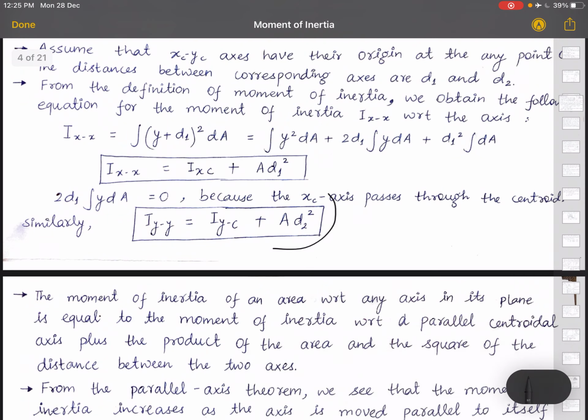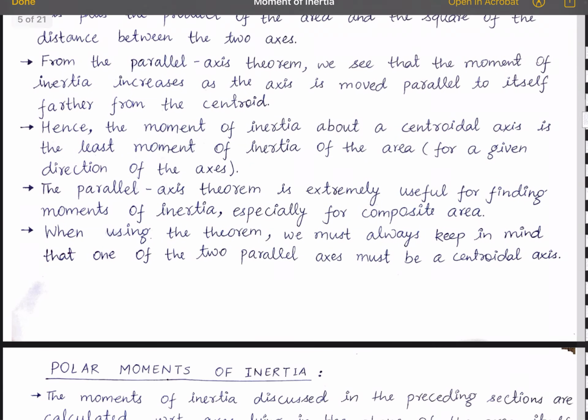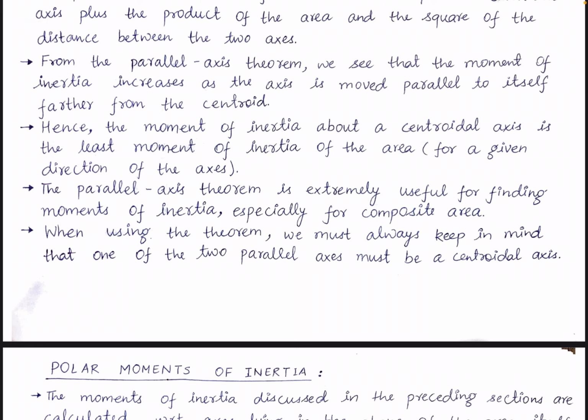This term is being added. This was the centroidal axis. So if we want the strength of the section to be more, what can we do? We can move the axis. The particular axis should be shifted so that the moment of inertia can be increased. Hence, the moment of inertia about the centroidal axis is the least moment of inertia. This is also true because the moment we shift to another axis, we are going to add something. So the centroidal moment of inertia is the least possible.